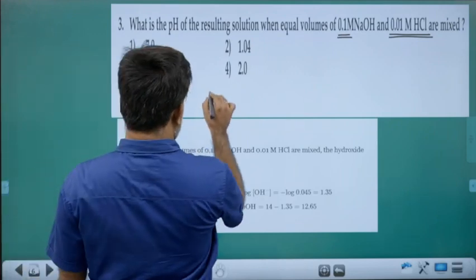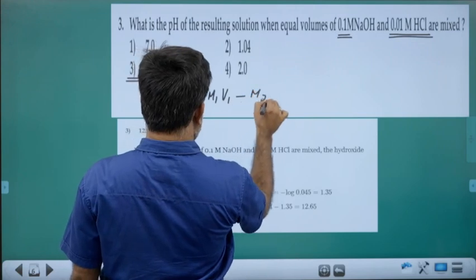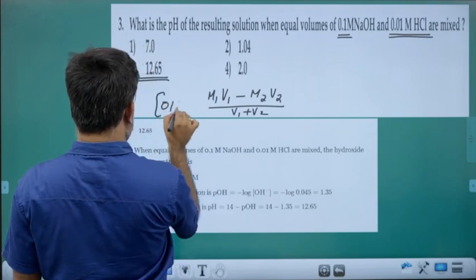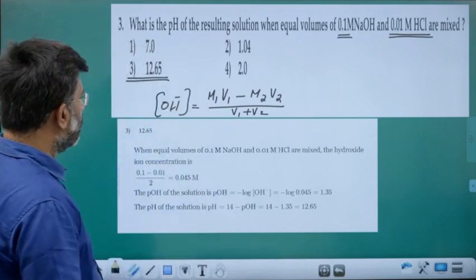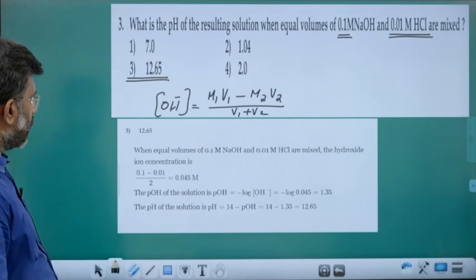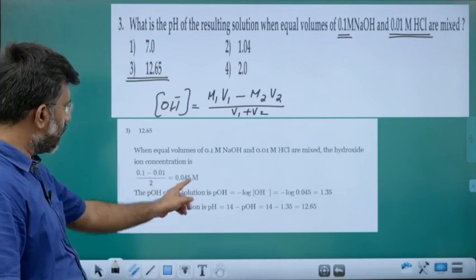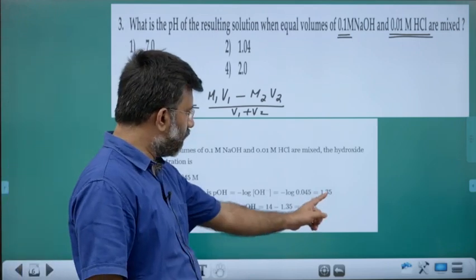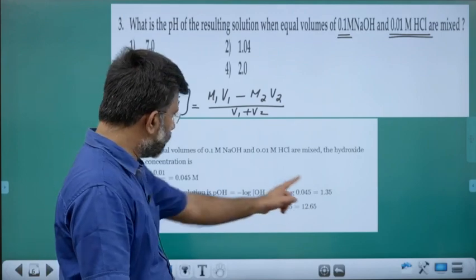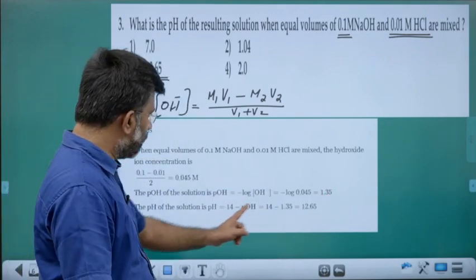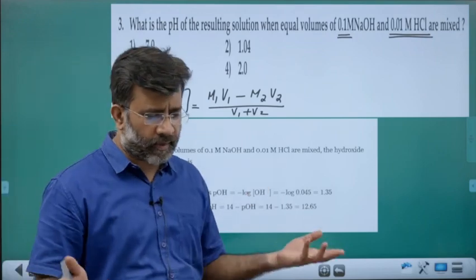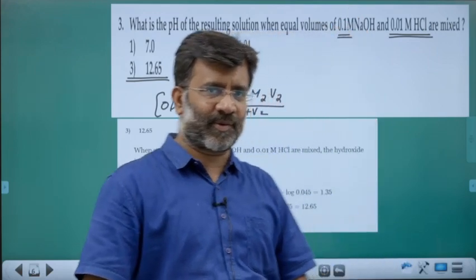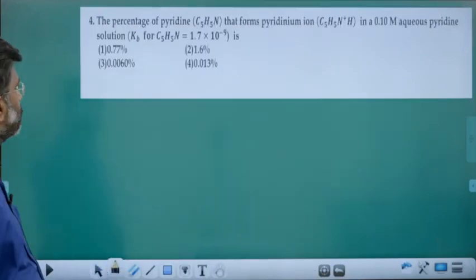It is M1V1 minus M2V2 divided by V1 plus V2, the resultant concentration of OH minus. Now V1 is equal to V2. Therefore, it is (M1 minus M2) by 2. That is the concentration of NaOH and that is the concentration of OH minus. Thereby you get pOH 1.35 and thereby you get pH 12.65. Nothing more is required in this question because alkali is in excess. Okay, next question.